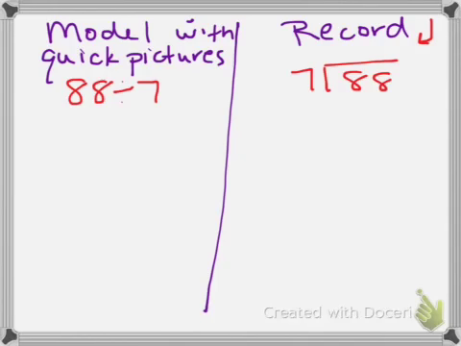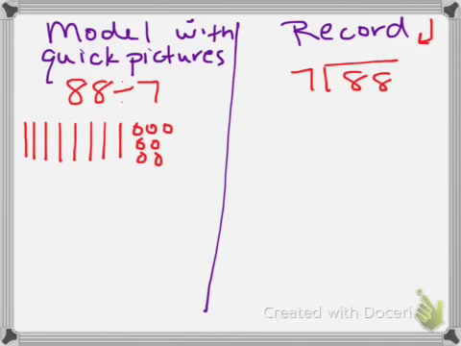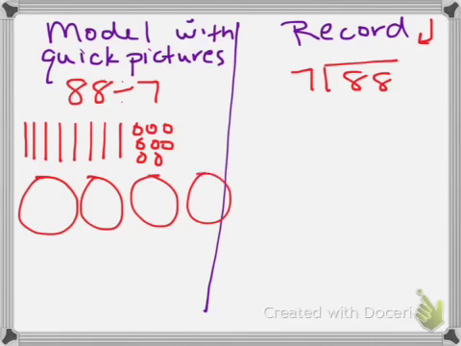So today, their quick picture needs to be that they draw 88 in base 10 blocks. So we're going to draw 8 10 rods, and 8 ones. Then they're going to draw 7 circles.